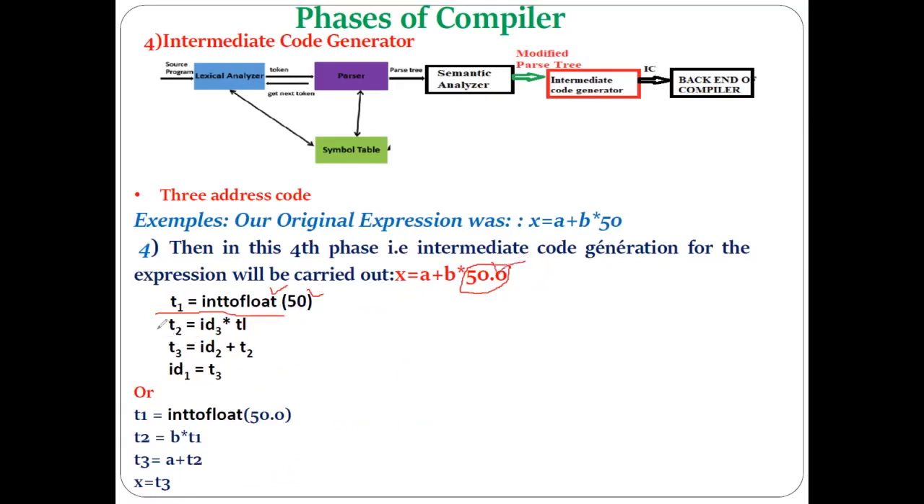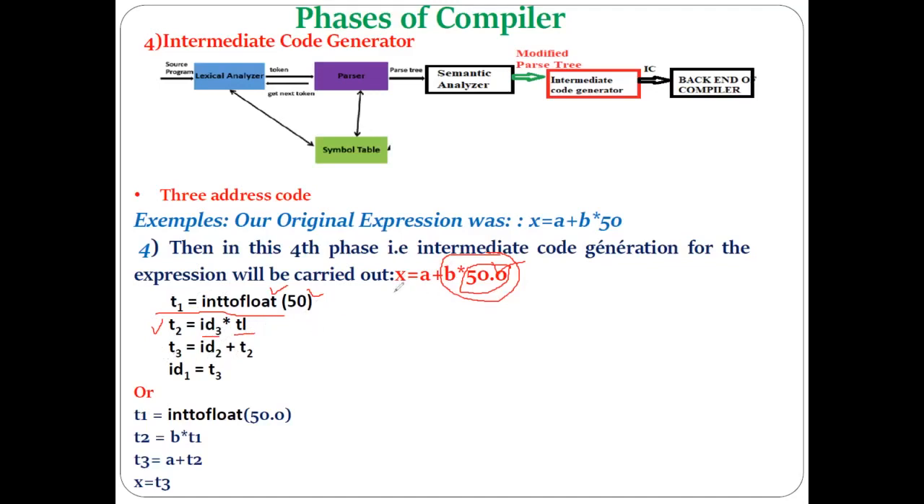Then for the second temporary variable, we write t2 equal to id3 into t1. Now second preference will be given to this sub-expression, b into 50. In the lexical analyzer we saw that b is given identifier number 3. So that is the reason t2 equal to id3. Id3 is what? B. Id3 into t1. T1 is what? T1 is nothing but 50.0.